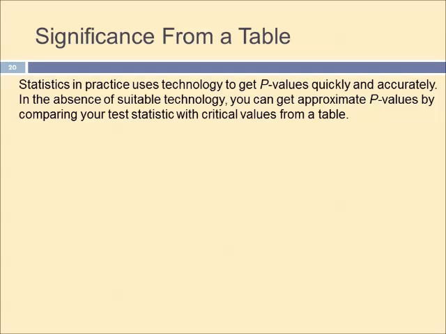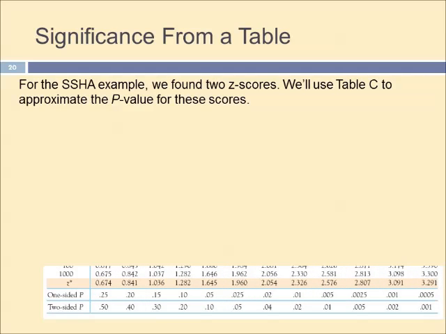Now, to get significance from a table. Statistics in practice uses technology to get p-values quickly and accurately. In the absence of suitable technology, we can get an approximate p-value by comparing the test statistic with critical values from a table. You don't have to do this. You're welcome to use the software. So in the previous examples, we found two z-scores. We're going to use table C to approximate the p-value for these scores. We did get exact values, but in this case we'll use table C to approximate them.